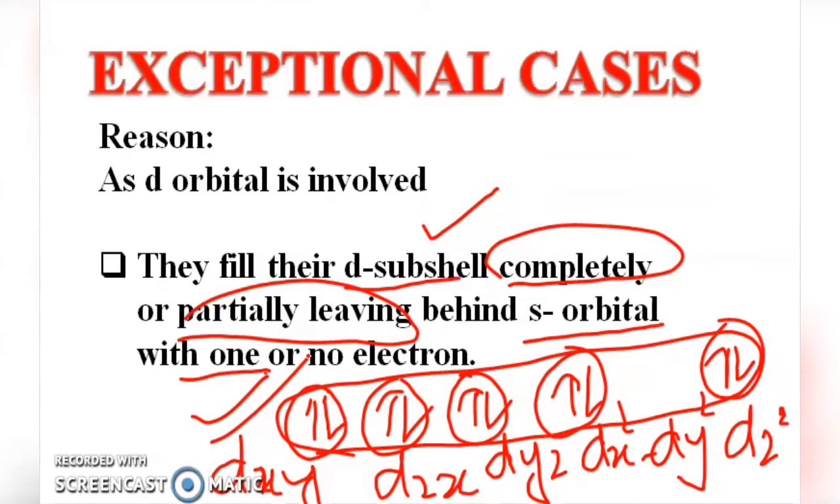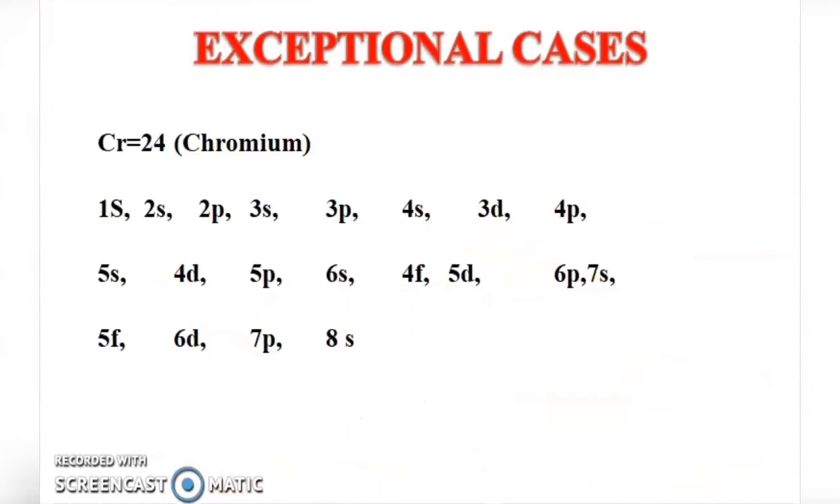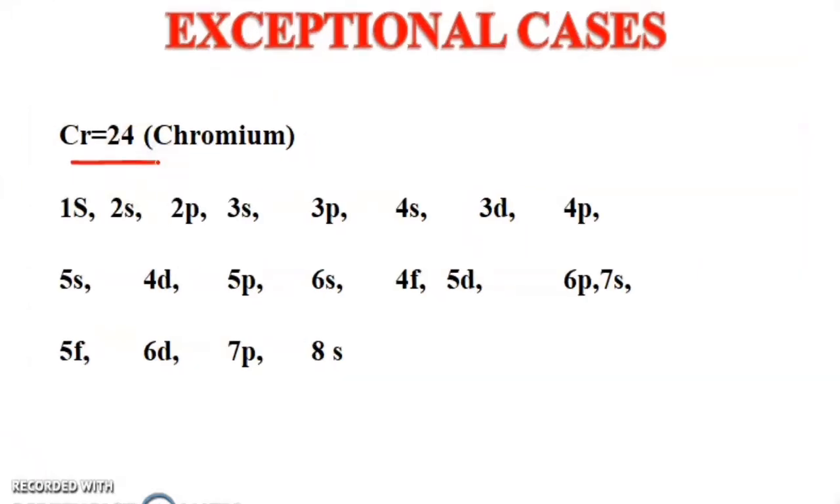Keep it in your mind that the electronic configuration of an exceptional case would be correct if the involved d orbital would be completely filled or partially filled. Now let us have a look at an example, chromium, atomic number 24. Let's write the electronic configuration of chromium.